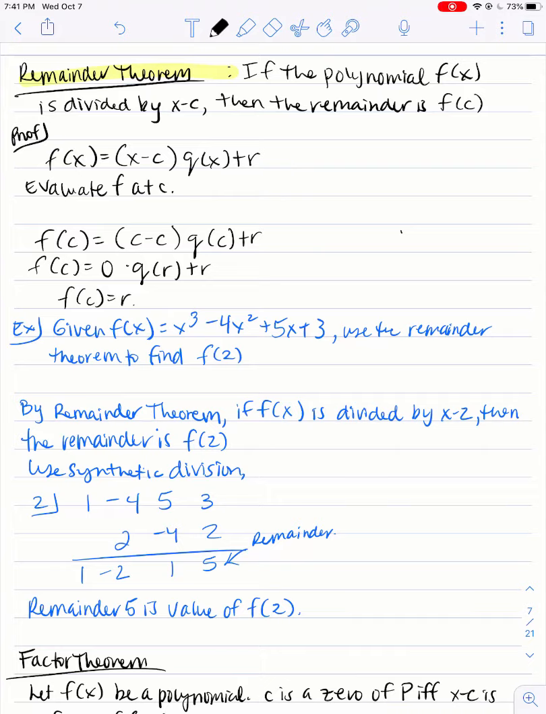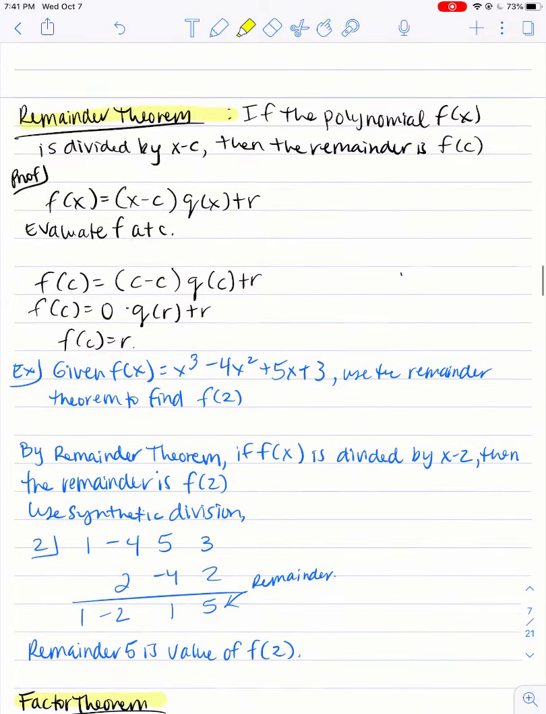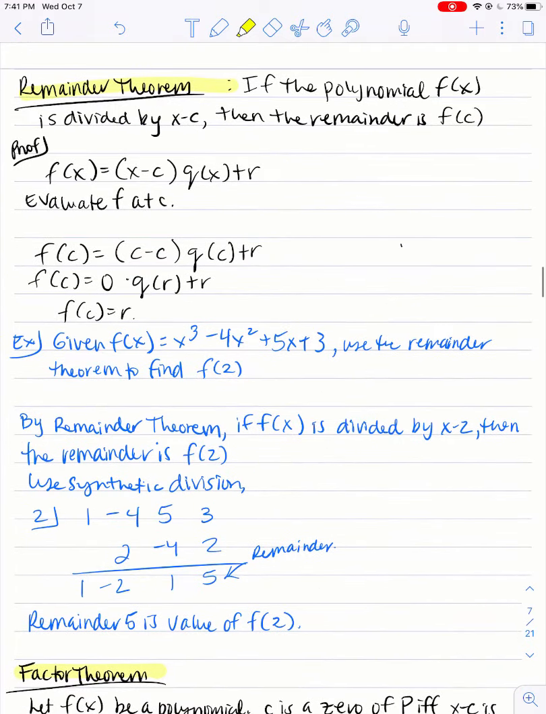Okay, now we have some theorems to go over. So we have the remainder theorem and then the factor theorem. The remainder theorem states that if the polynomial f of x is divided by x minus c, then the remainder is f of c. So here we have a little proof.